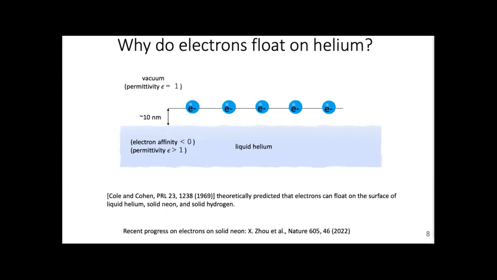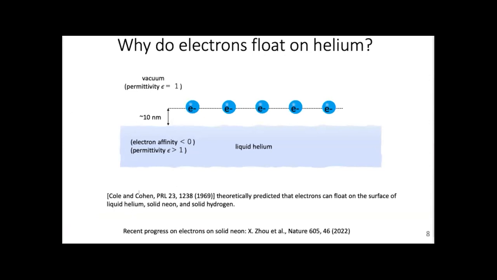Okay, so I would like to briefly explain why electrons can float on the surface of liquid helium. So first, we should prepare the liquid helium, of course. The helium stays liquid if the temperature is lower than 4 K, so we should cool down the helium. The point of using liquid helium is that the relative permittivity of liquid helium is a little bit higher than 1, and the electron affinity of helium is negative.